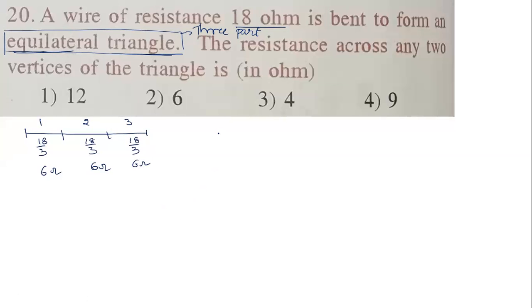How are they connected? In an equilateral triangle. Let's draw an equilateral triangle like this. Let's give a name A to this vertex and B to this one. Each side is 6 ohm. Now they're asking the resistance across any two vertices. I take these two vertices. This 6 and this 6 are in series combination, so the resistance becomes 6 plus 6, which is 12 ohm.